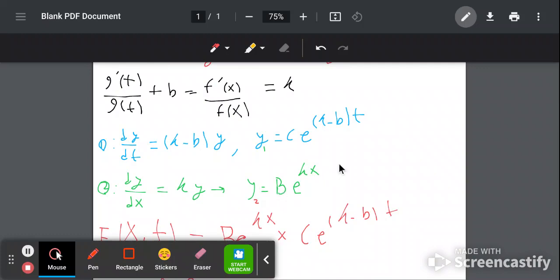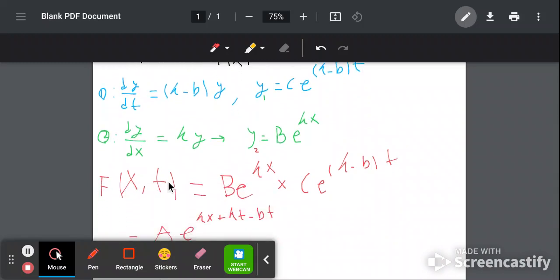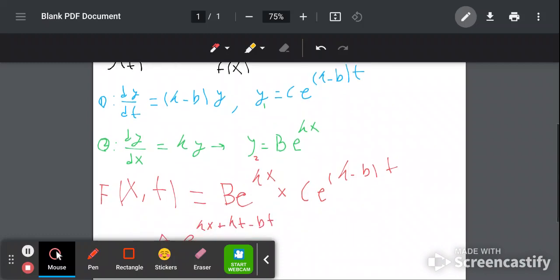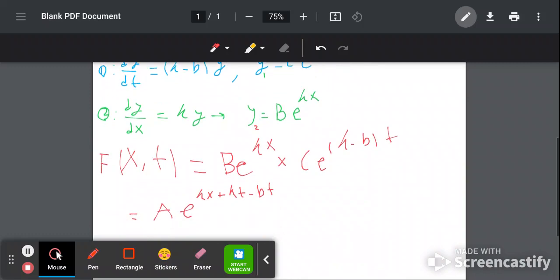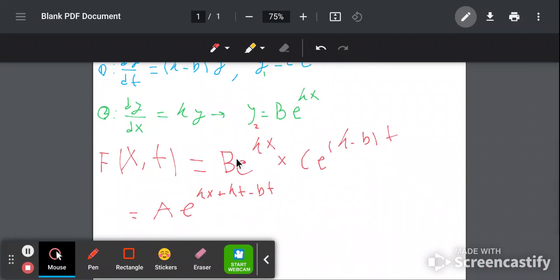Now I have both parts of my solution, so I simply multiply them. Our final answer, u, or f of x and t, is equal to b e to the kx times c e to the k minus b times t. Now I want to combine my solution so it's simpler, and I do that by saying that b times c is another constant. I can just call it a. Then I can combine the powers to get e to the power of kx plus kt minus bt. I just distributed the k minus b times t. And that is my final solution.